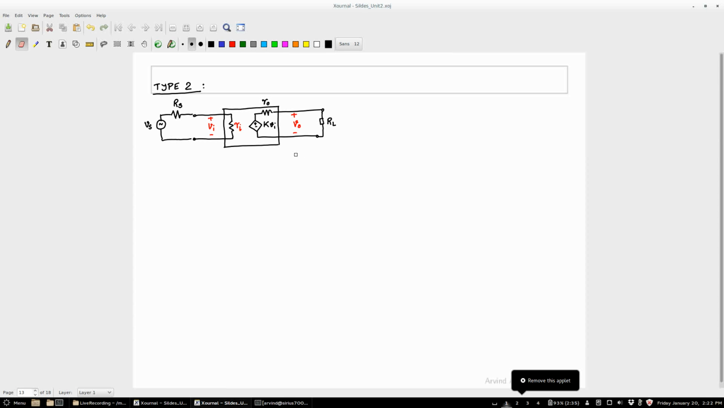Let me start with this. This is going to be type 2. Is that type 2 or have I called it something else? No, 1.5. And this is clearly not going to be a voltage controlled current source.